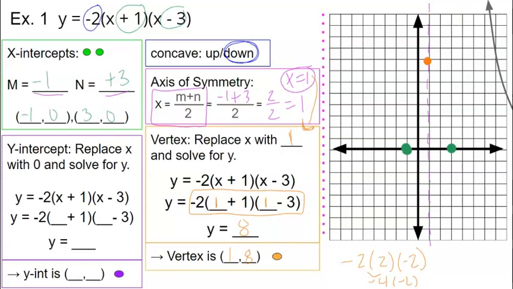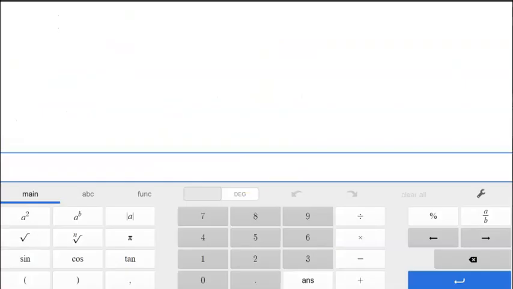And then lastly, we are going to solve for that y-intercept. To do that, it's a very similar process to solving for the vertex, except we are going to replace our x with 0, because in a y-intercept, that x value is always 0. And then we are going to solve for y. So replace x with 0. And now I'm going to show you how to use that Desmos calculator to calculate this. So we would start with that -2, and then in parentheses, we'd have 0 plus 1, and then 0 minus 3, and then we get that value of 6.